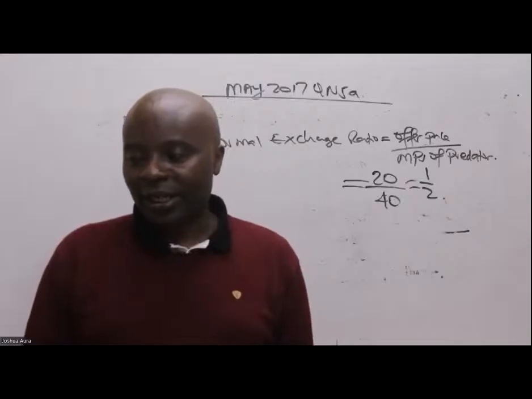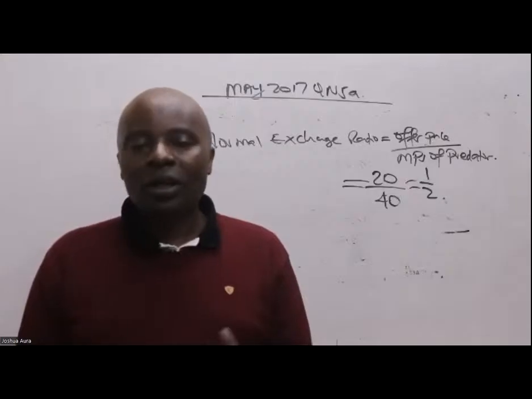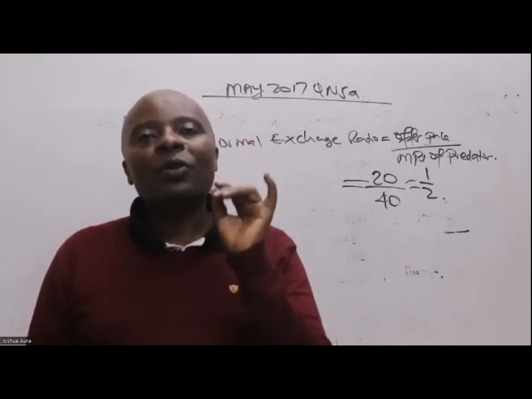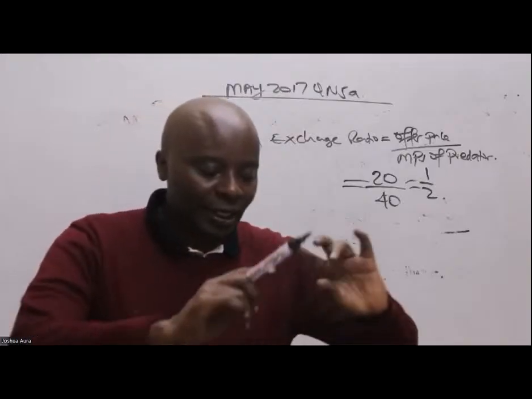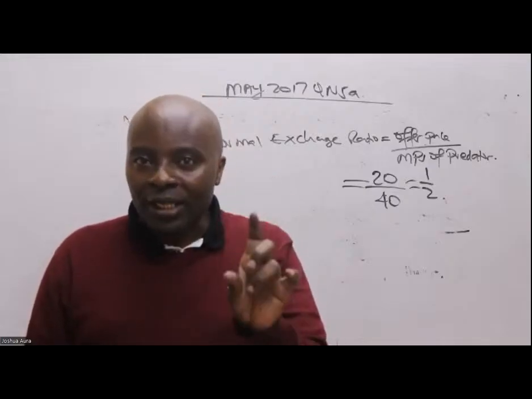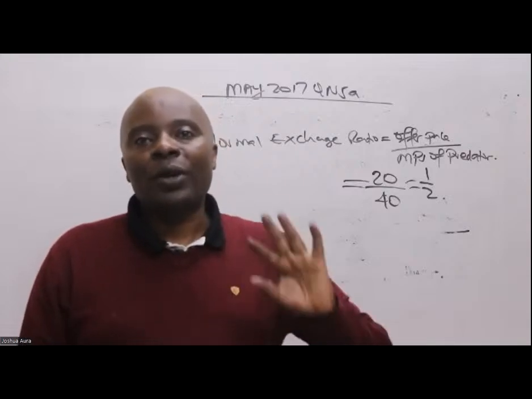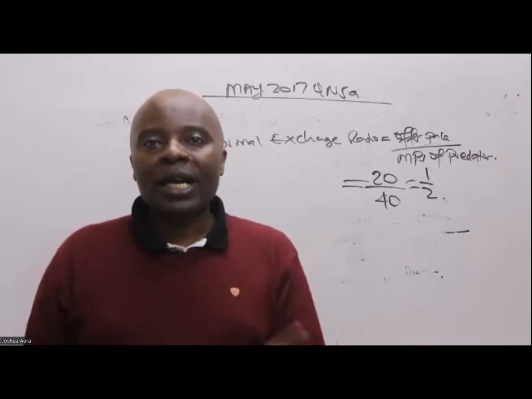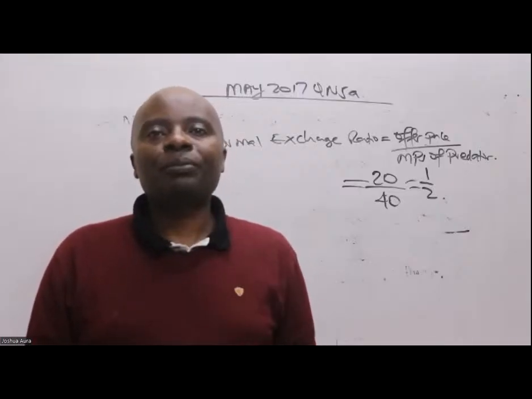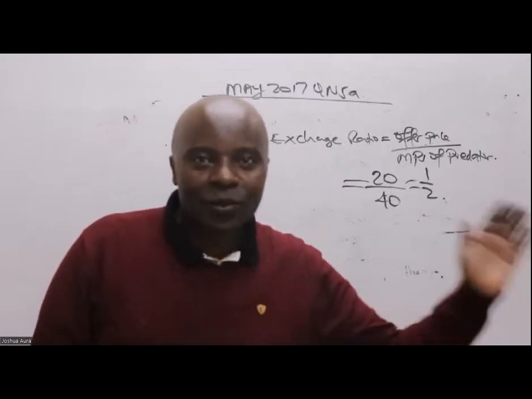So come back to the hint. The hint there is that whenever you are given an offer price, which in this case, for your revision, you can write in brackets shillings 20, always compute the normal exchange ratio, and then you highlight with yellow.